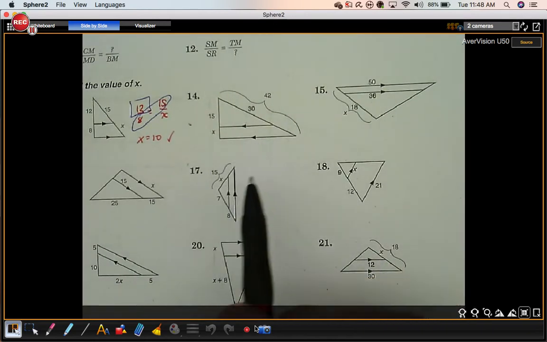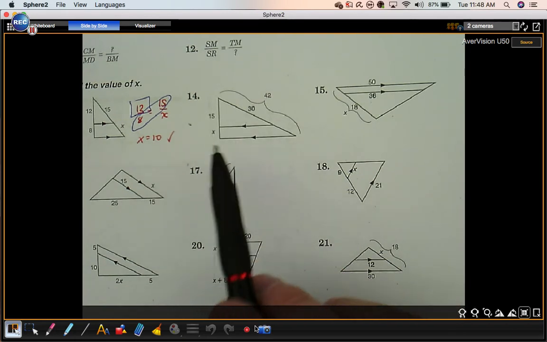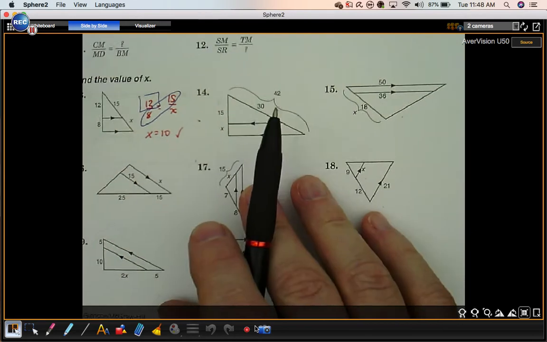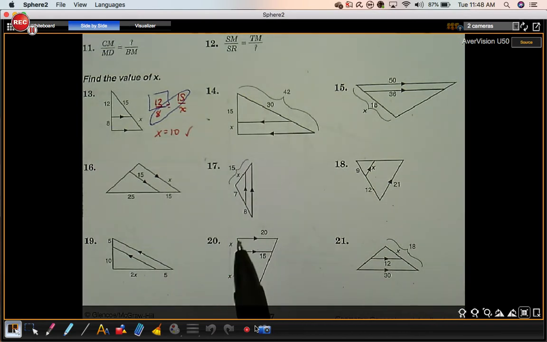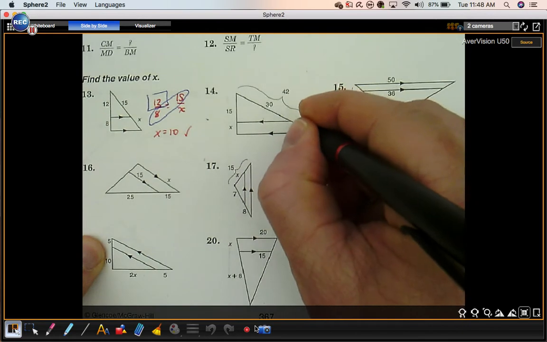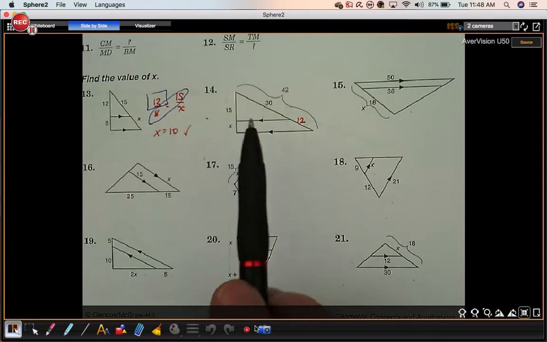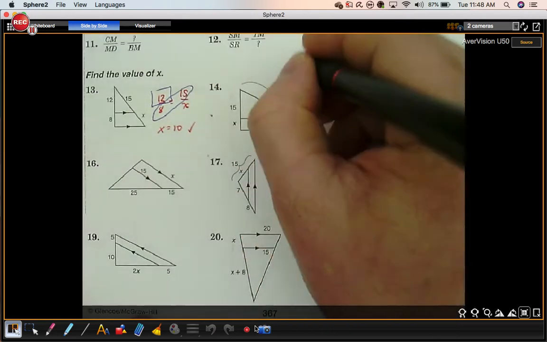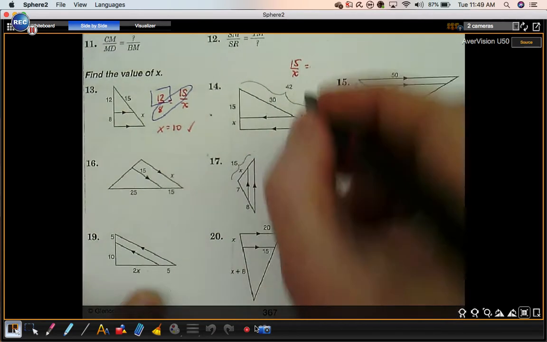Number 14, again, same diagram, triangle inside a triangle, you have parallel sides. That means these parts are proportional. This is a great problem to look at. Notice how this 42 is this entire side. So if this whole thing is 42 and this piece is 30, that guy's got to be 12. So you can do this problem exactly how we did this one if you want. You could say that 15 to x equals 30 to 12.